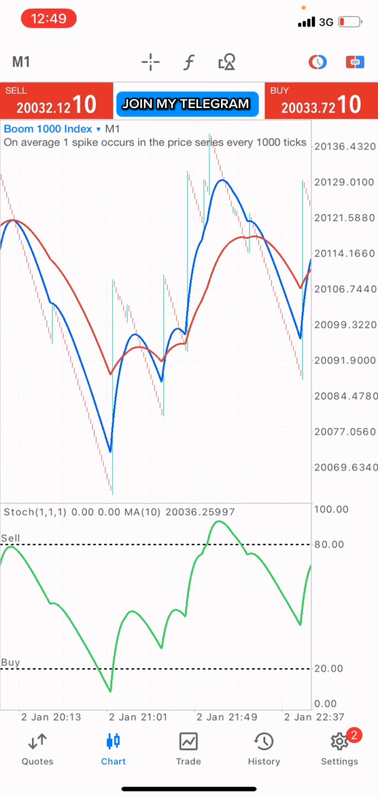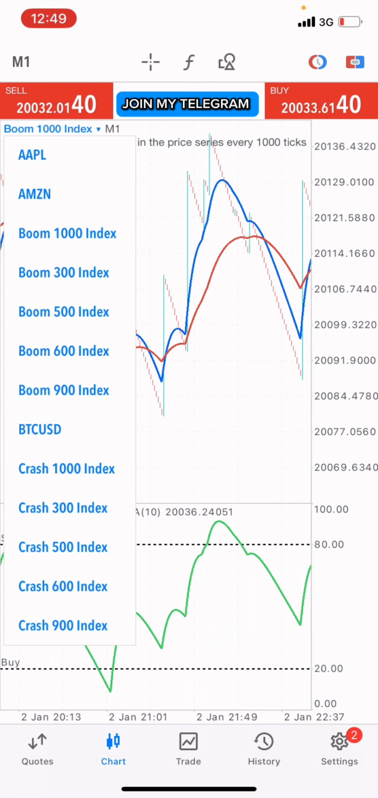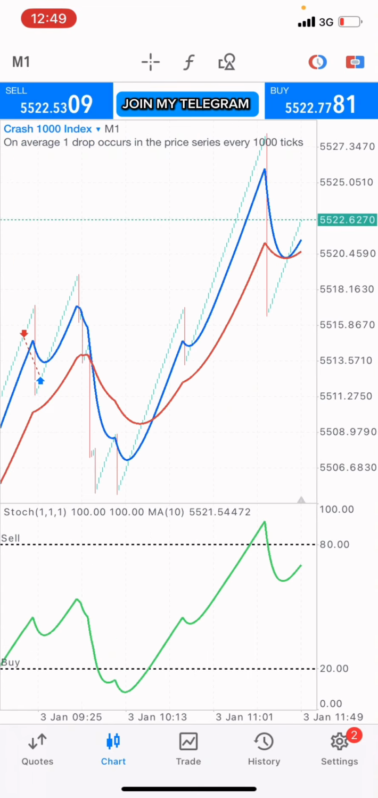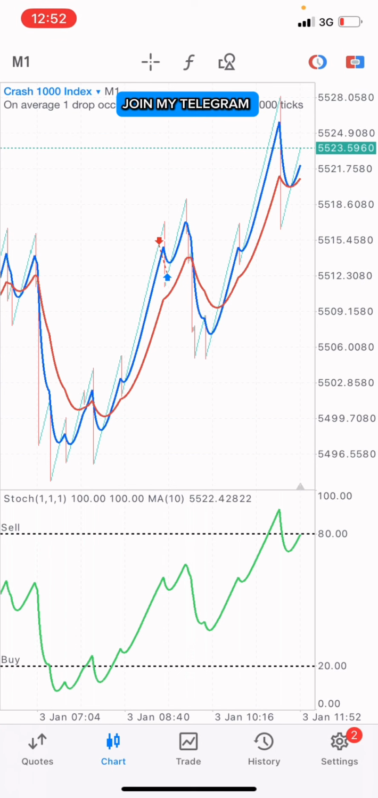All right, so now that you understand this on the boom market, let's go over to Crash 1000 so that I can show you guys how you can use the same strategy on the crash market. Okay, now we're on the Crash 1000 index market using the same parameters. Now how do you trade the crash market? On the crash market, we're going to be placing a buy, trying to get those bullish candles, between 5 and 10 candlesticks with this strategy.